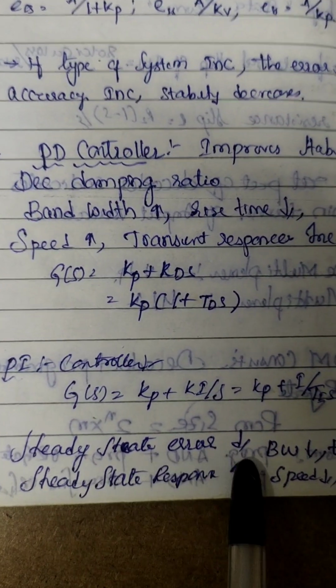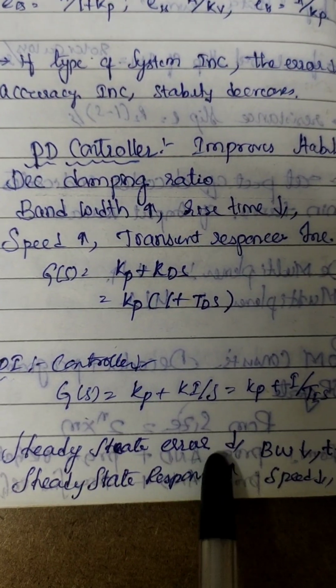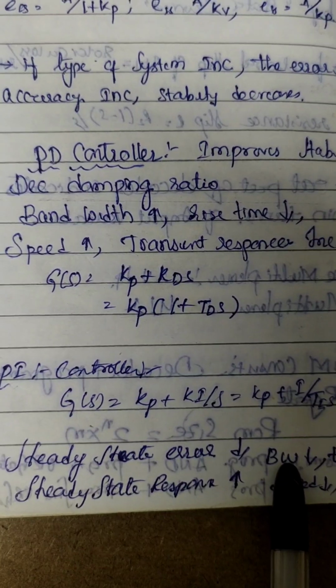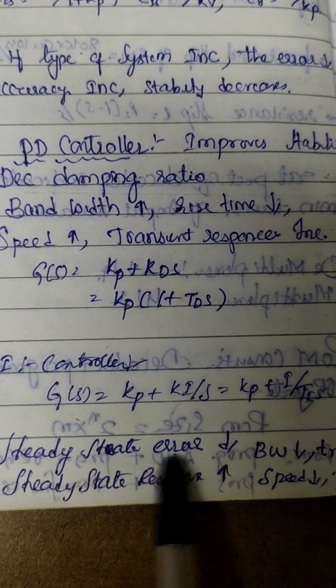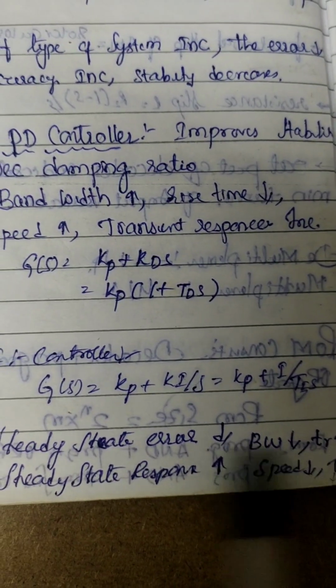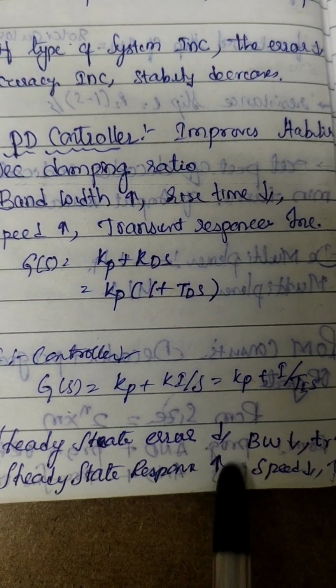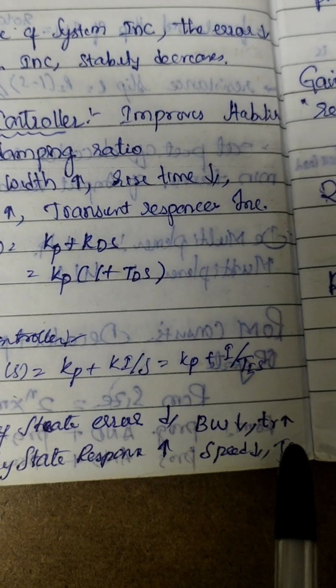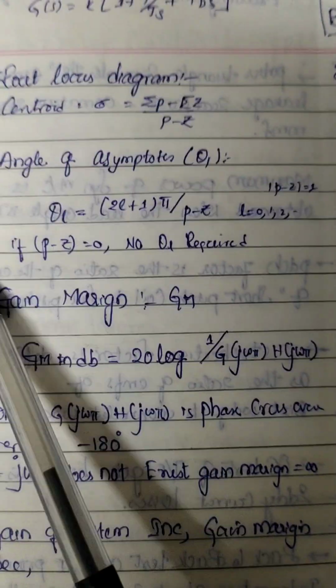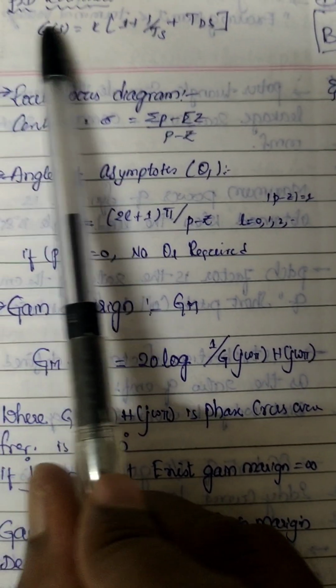The steady state error decreases. Here the steady state error decreases, bandwidth decreases, rise time increases, steady state response increases, speed decreases, and transient response decreases. Here you can go for the PID controller.